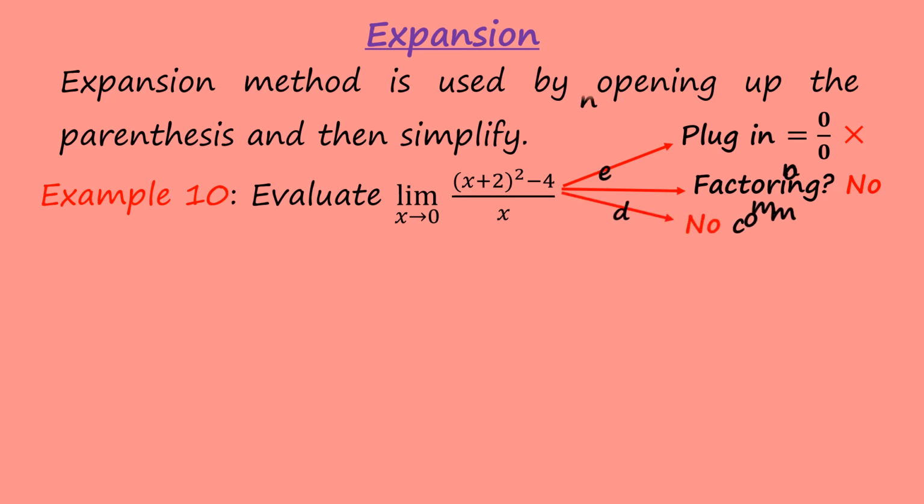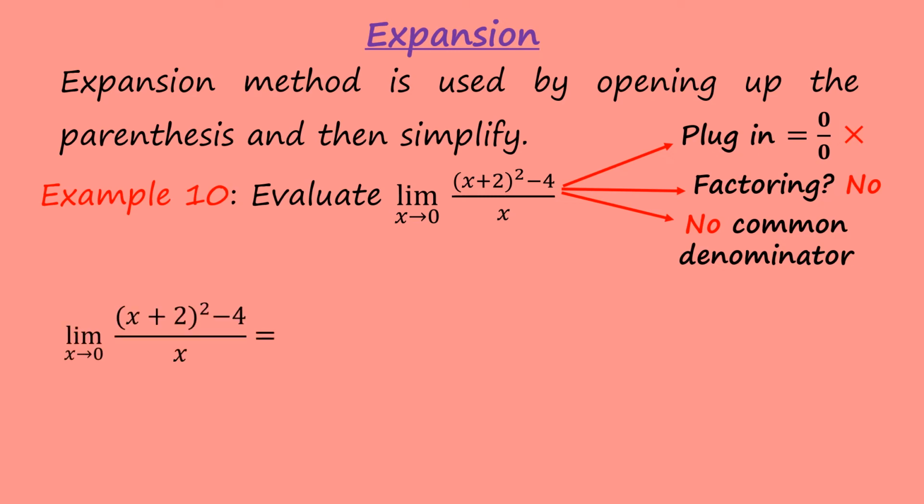Then the next is no common denominator in what we have here. So we need to just proceed using the expansion. Now we're going to expand x plus 2 to the power of 2. If we do that, we are going to have x squared plus 4x plus 4 minus 4 over x. So the plus 4 and the minus 4 will cancel out.